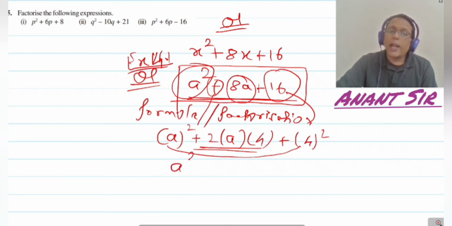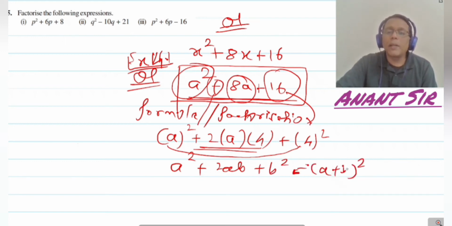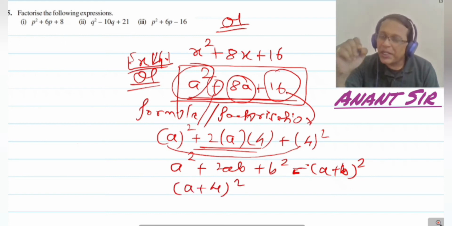So you can write this as a square plus 2ab plus b square is equal to a plus b whole square. So you can write it as a plus 4 square. We have seen this in detail in question 1.